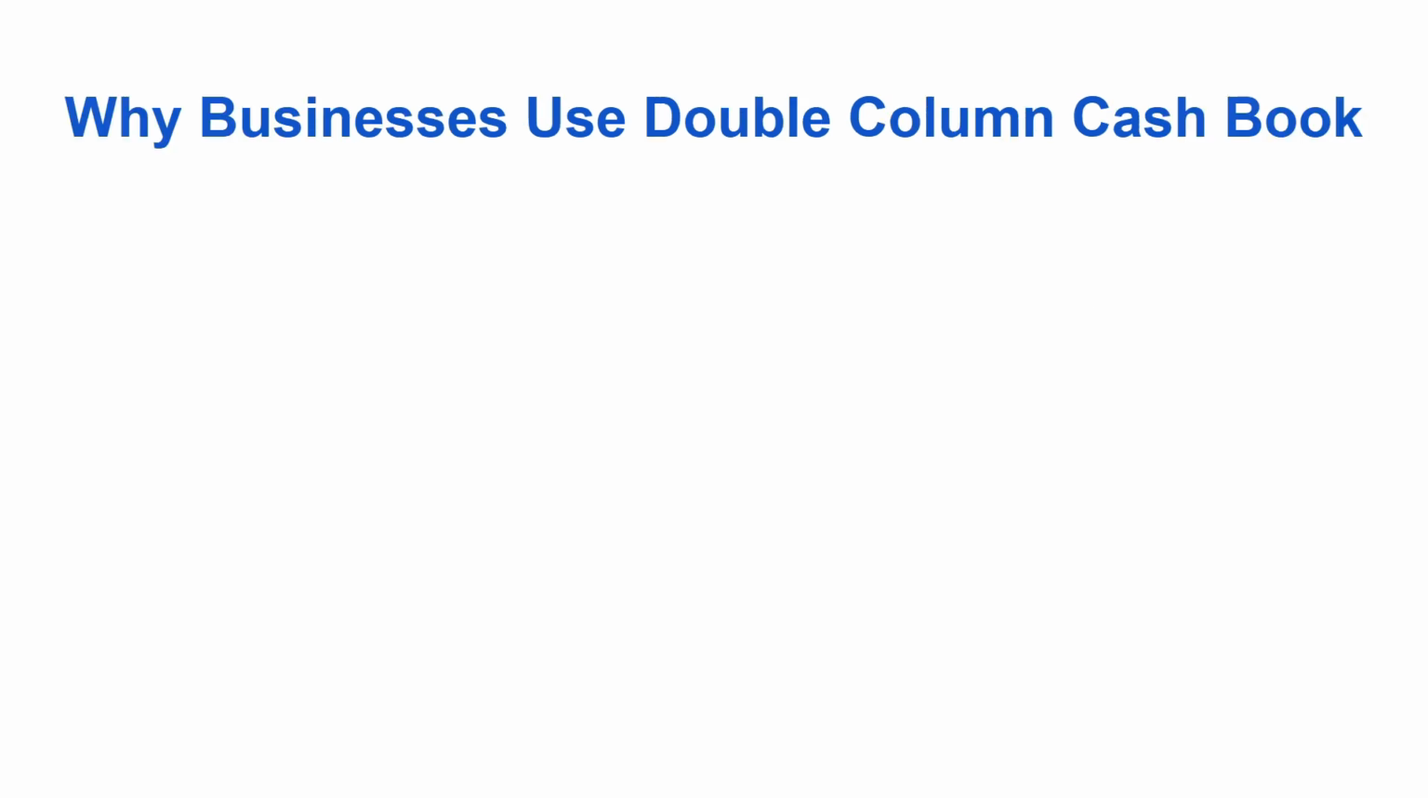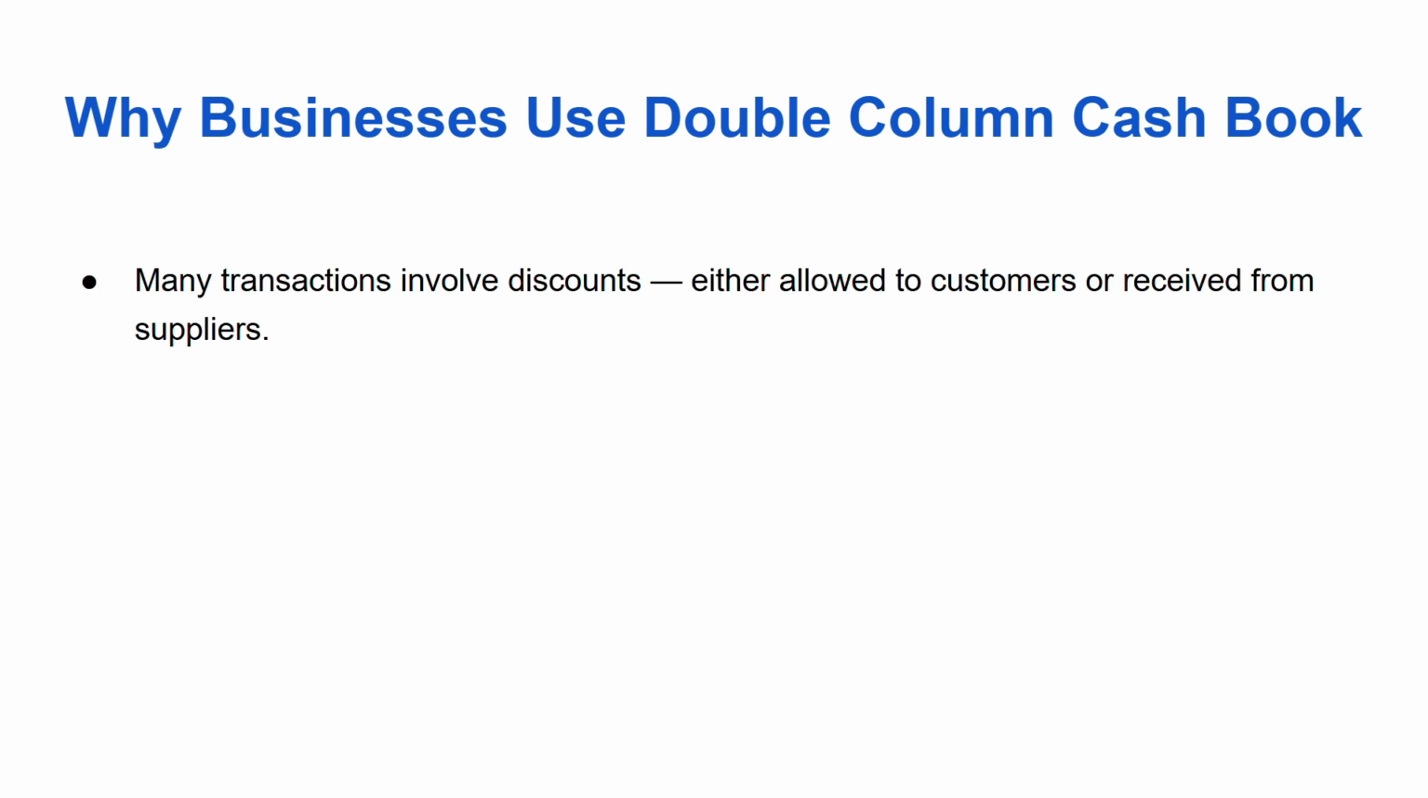Why do businesses use a double column cash book? Many transactions involve discounts, either allowed to customers or received from suppliers. In business, especially when you sell goods or services on credit, customers often pay early or in full. To encourage this, businesses give a small discount called cash discount. For example, if a customer has to pay 10,000 rupees but pays immediately, the business might allow 200 rupees discount.